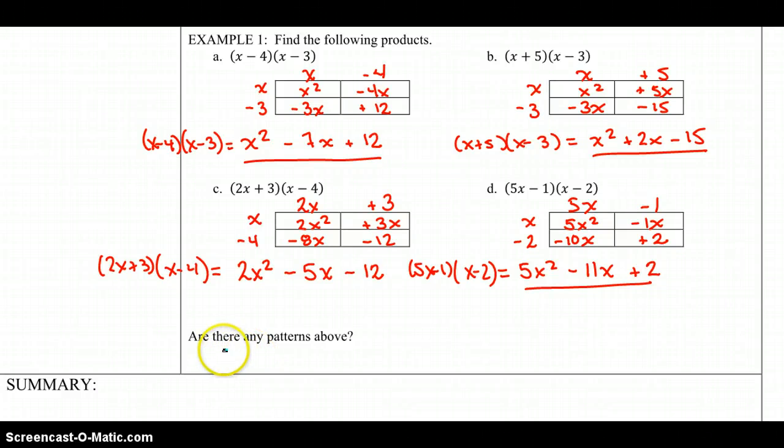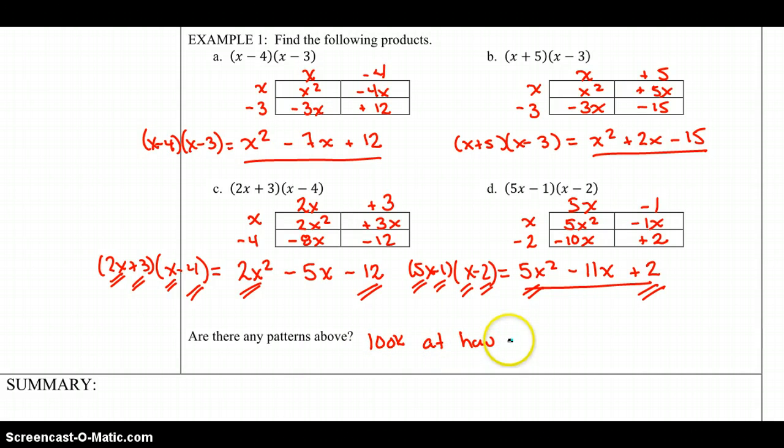So we're going to start in this section with doing something that's called a guess and check method, or a trial and error method. If we're looking above, to get this 2x squared, we can look at just these first terms, and to get this negative 12, we had a positive 3 and a negative 4. Same thing here, looking at this 5x squared, we had a 5x times an x. Or to get a positive 2, we had a negative 1 times a negative 2. So going forward, at least to begin, we're going to look at how to get the first and last term coefficients.